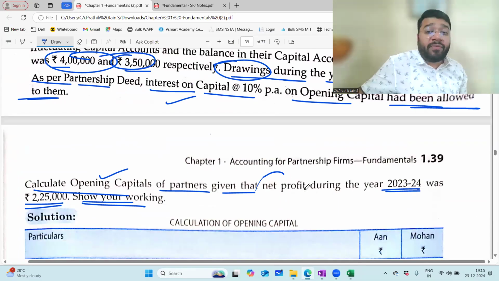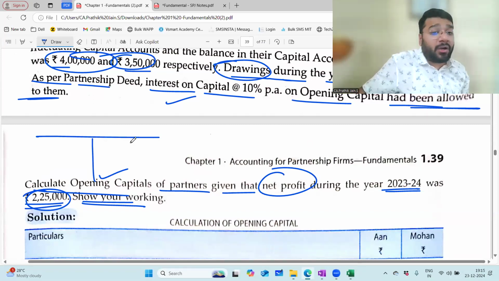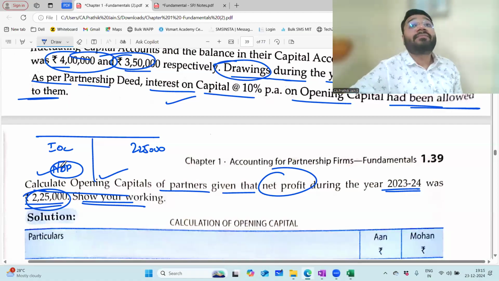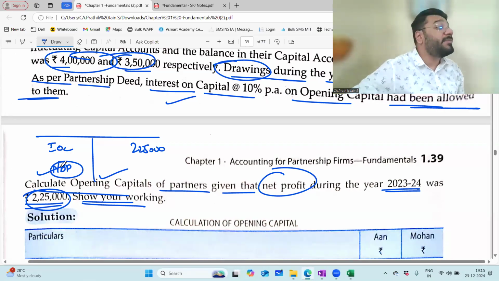During the year, the net profit is 225. That is in the appropriation account, 225 is net profit. From this, first you give IOC. Then the balance money is nothing but net divisible profit. So what is the net divisible profit, you tell me? Always share of profit means the net divisible profit that has been distributed.